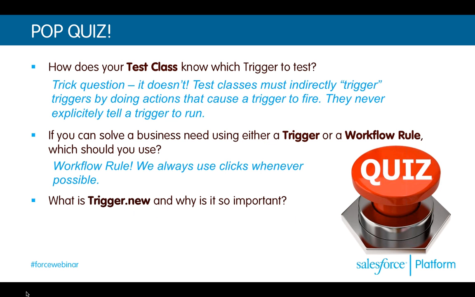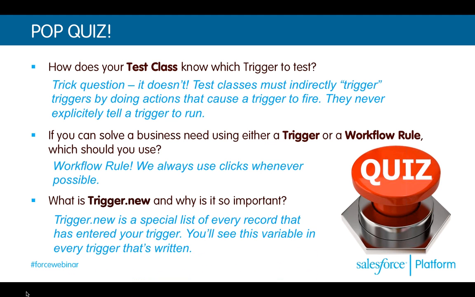What is trigger new, and why is it so important? Awesome, I'm seeing a lot of correct answers here. Trigger new is a special list of every record that's entered your trigger. So this variable is actually in every trigger that you write. Nice. Awesome, lots of correct answers here. Great job.